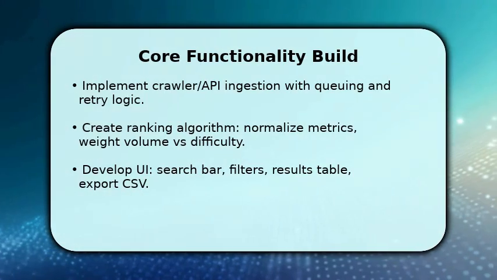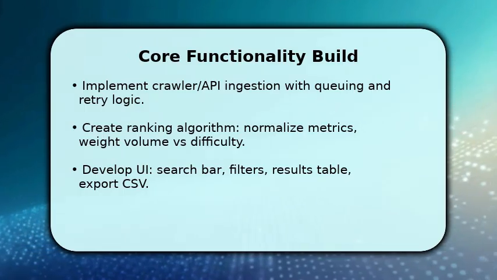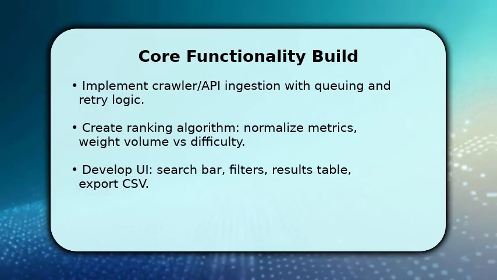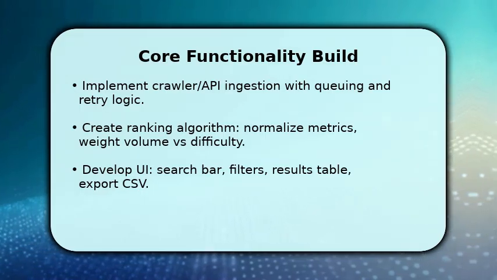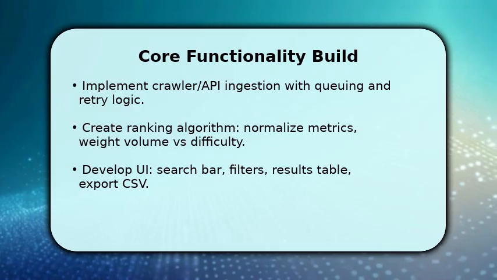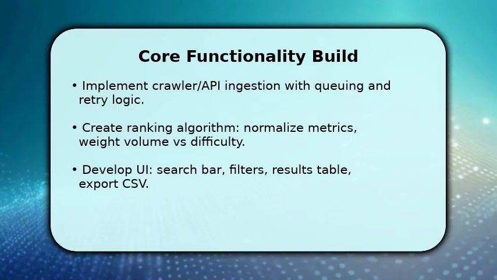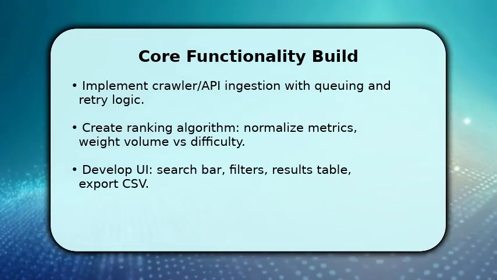Now build the ingestion pipeline and the ranking core. Implement scheduled API pulls or a crawler behind a queue, add exponential backoff and retries, and store raw responses for auditing. Then normalize metrics and apply weighted scoring so results reflect both volume and difficulty. Tune weights after tests. Meanwhile, create the front-end search flow.